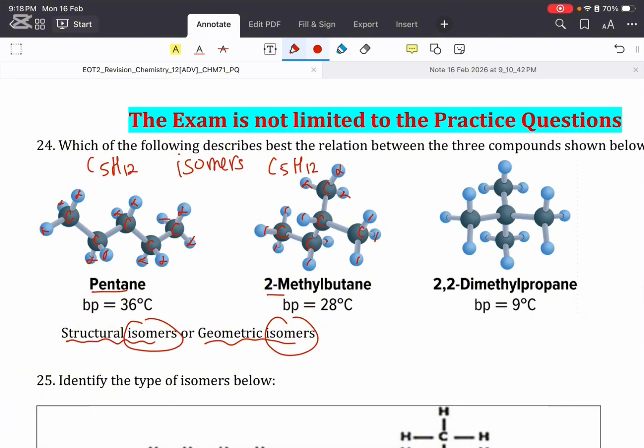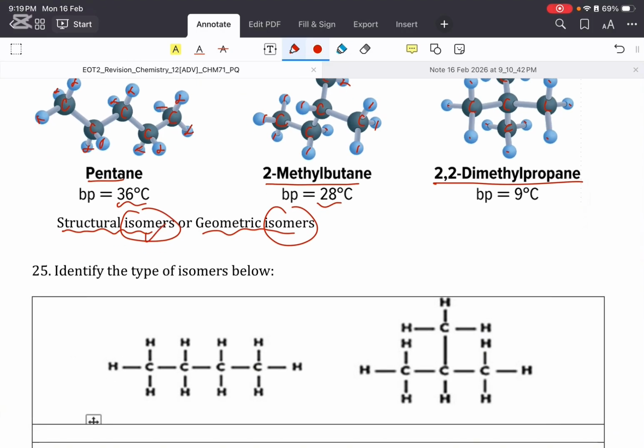So pentane and 2-methylbutane, so far, these are two compounds. They have the same molecular formula, but they're named differently. One is pentane, one is 2-methylbutane. Their boiling point is different. So far, these two are isomers. Now let's check the third. 3, 4, and 5 carbons. And I have 12 hydrogens. So these three compounds are isomers.